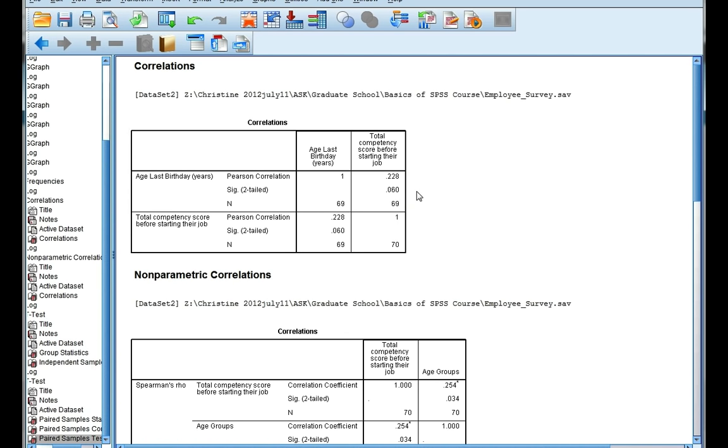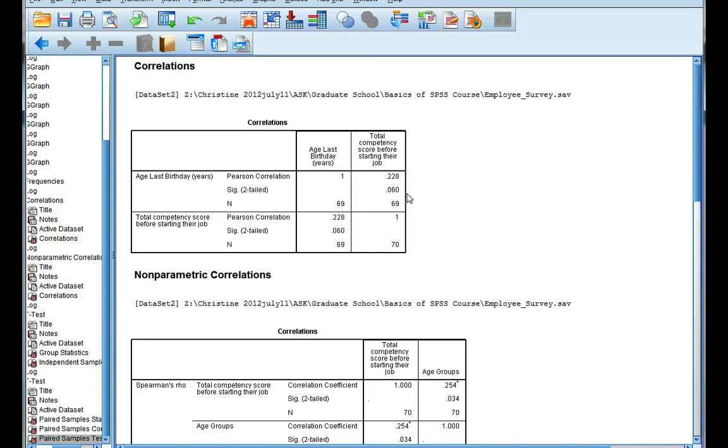If my significance value had been less than my level of significance, so this is my p-value, if it was less than 0.05, then I would have been able to say that there's enough evidence to suggest that the correlation we observed does exist in the population. But because this is greater than, we have to say that there's not enough evidence to show the correlation is significant.